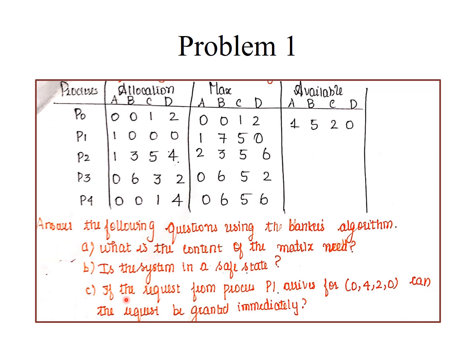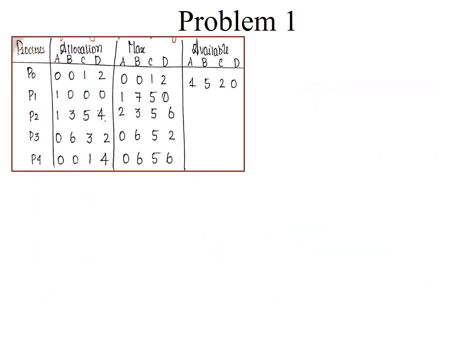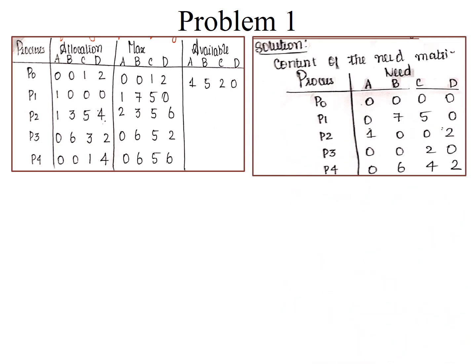And the C question is, if a request from the process P1 arrives for 0, 4, 2, 0, can the request be granted immediately? For solving the third question, we need to use the resource request algorithm. The first step to solve the problem is to compute the need matrix. The formula to compute the need matrix is maximum minus allocation.